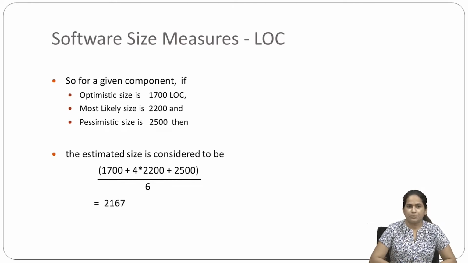For example, it is given to you that suppose for a given component, optimistic size is 1700 LOC, lines of code. Most likely size is 2200 and pessimistic size is 2500. Then what will be the estimated size for this component? It will be like this: 1700 plus 4 into 2200 plus 2500, divide by 6. For this equation, we are getting the answer as 2167. So that will be your estimated size.